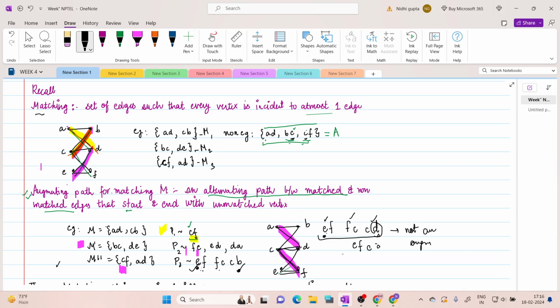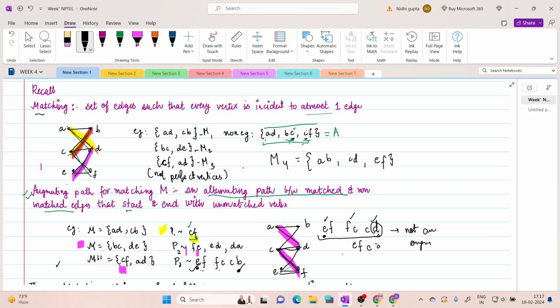Why? Because it should cover all the vertices. So if we can make a perfect matching in this example, can you give me an example of a perfect matching then? A, B, C, D, E, F. Yes. So M1, M2, M3 are not perfect matchings because they are covering only 4 vertices, but this graph has 6 vertices. So they are not covering every vertex.